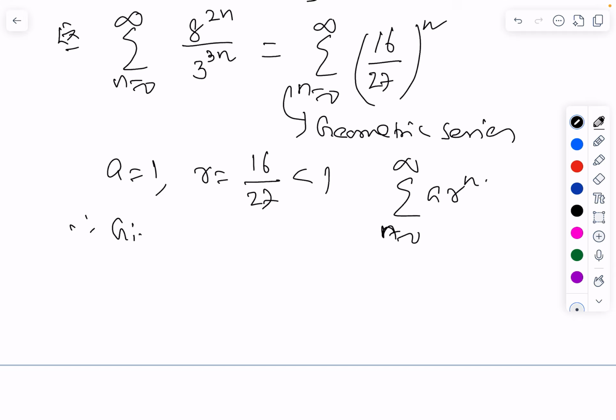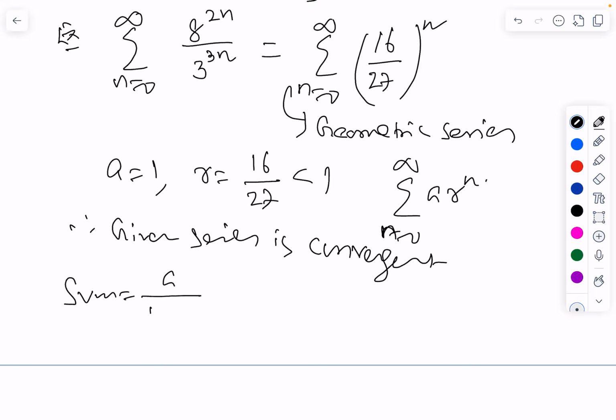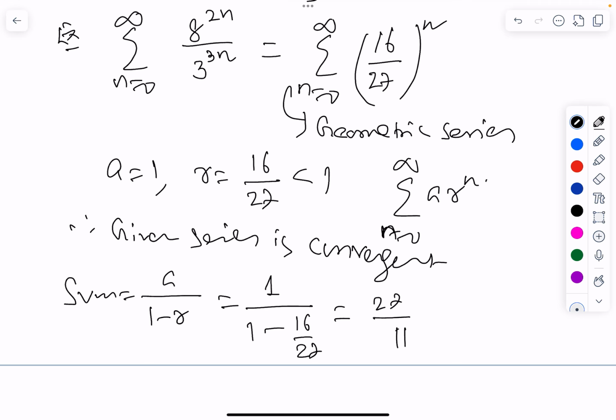And therefore, the given series is convergent. And since it is a convergent geometric series, the sum is a upon 1 minus r. First term is 1. 1 minus r is 1 minus 16 by 27. So you can have 27 minus 16. What is 27 minus 16? 11. Okay. So this is the answer. 27 upon 11 is the exact sum of this.